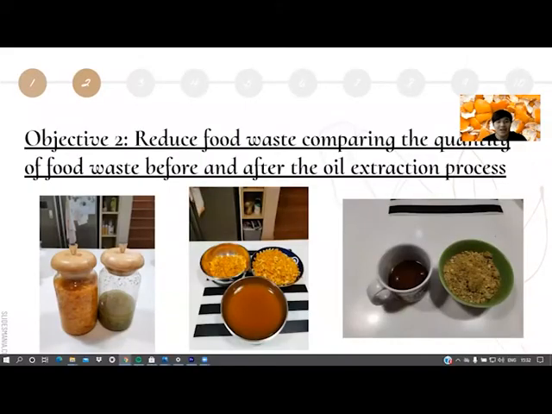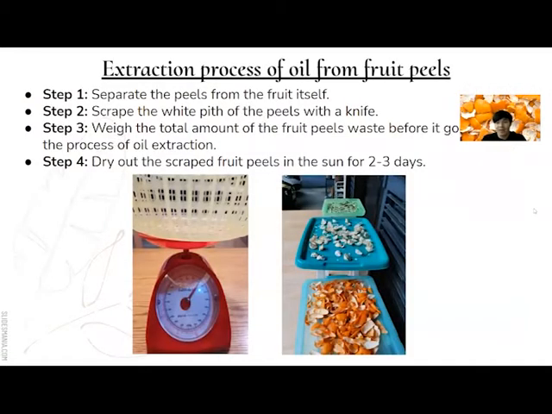Okay, so now I'm going to be talking about objective number 2, which is to reduce food waste, comparing the quantity of food waste before and after the oil extraction process. But before that, you guys have to know about the extraction process itself. So this is the extraction process that we implement.